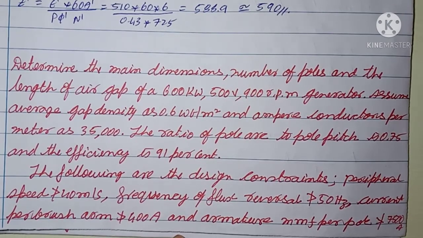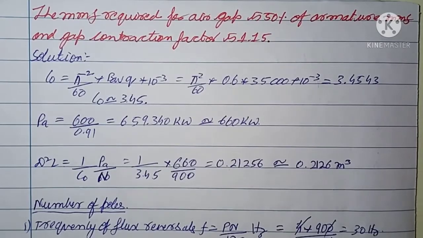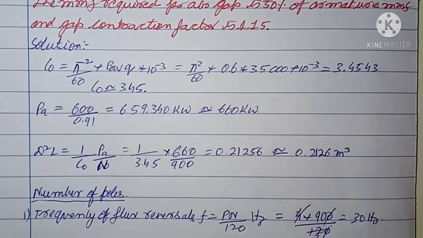Next one is important. The following are the design constraints: the peripheral speed should not exceed 40 meter per second, frequency of flux reversal should not exceed 50 hertz, and current per brush arm should not exceed 400 ampere, and the armature mmf per pole should not exceed 7500 ampere, and the mmf required for air gap is 50% of armature mmf, and the gap contraction factor is 1.15. So these are the given data. Let's see the solution.